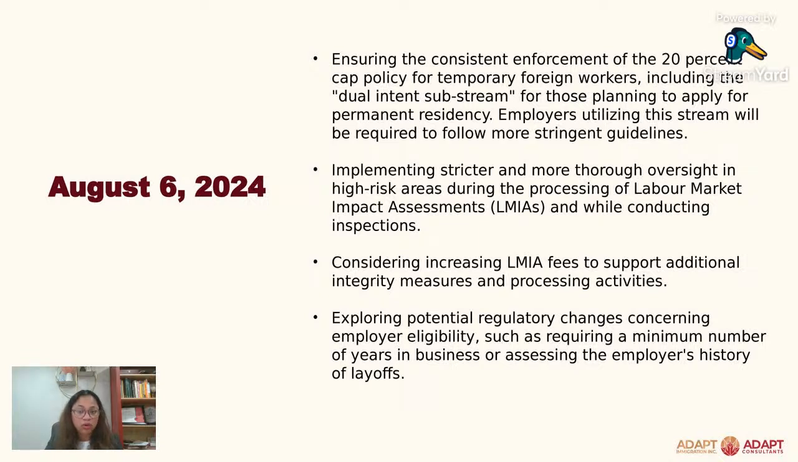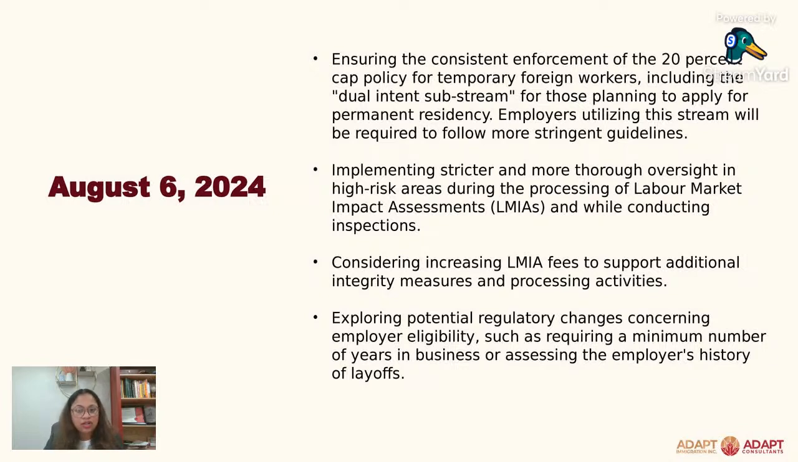Implementing stricter and more thorough oversight in high risk areas during the processing of the LMIAs, while conducting inspections. So the employers will be accountable for inspections. Especially in high risk areas, like restaurants and other areas, there will be more inspections, and they will be pretty thorough.